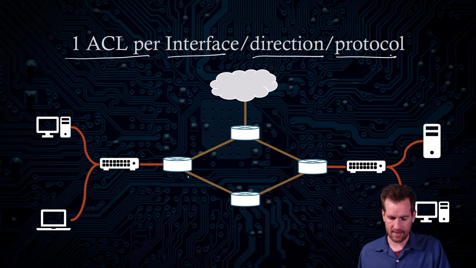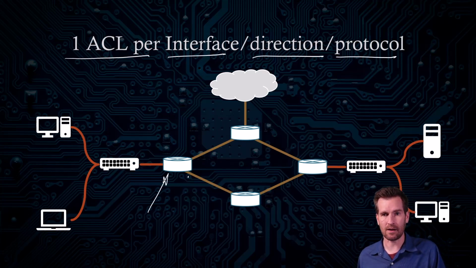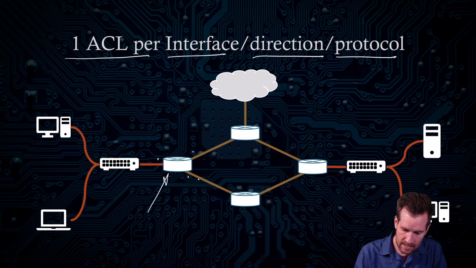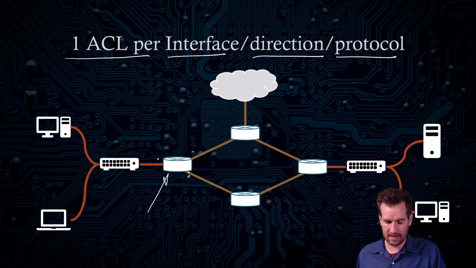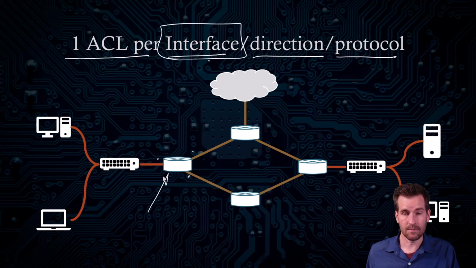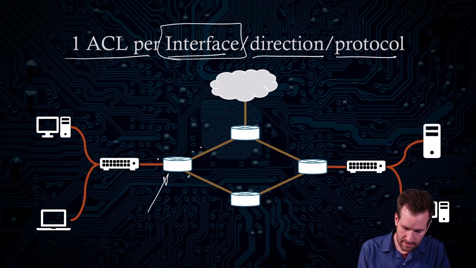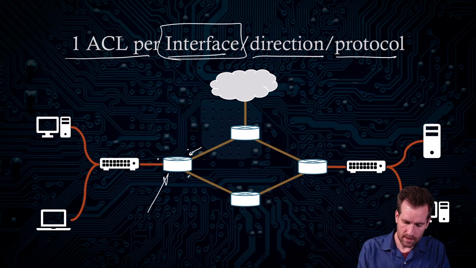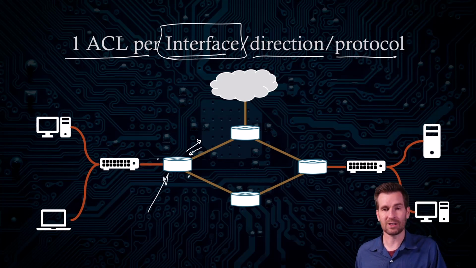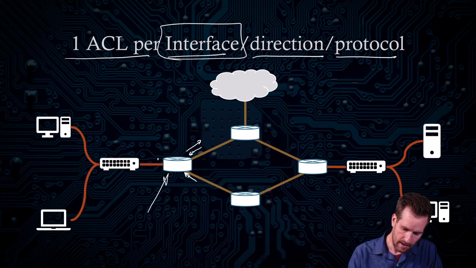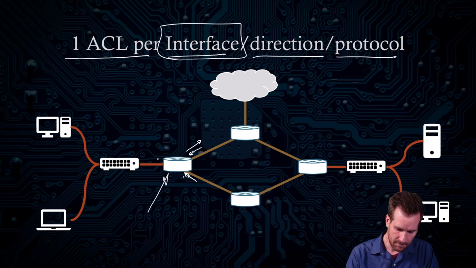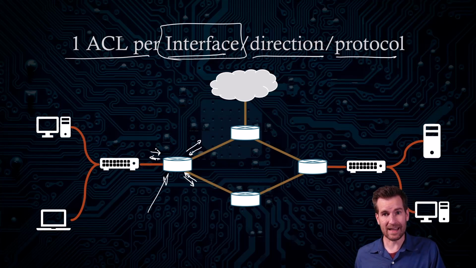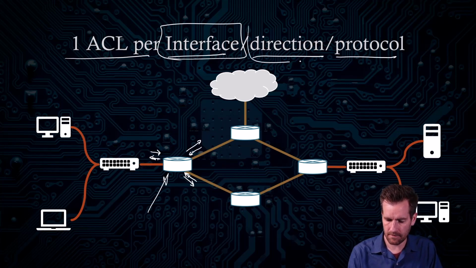So what do I mean by that? Let's use this router as an example right here. It has 3 different interfaces on it, and it's per direction. On this interface, we could have an ACL filtering the traffic coming into it. We can also have an ACL filtering the traffic going out of it. Same thing with this interface right here, filtering the traffic coming in and going out, and same thing with this interface. So far we can have up to 6, per interface, per direction.